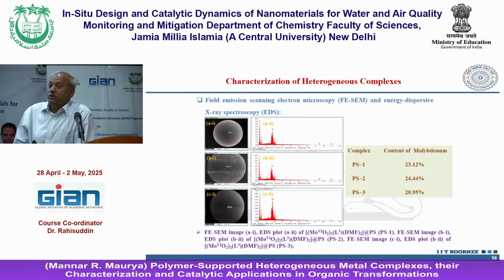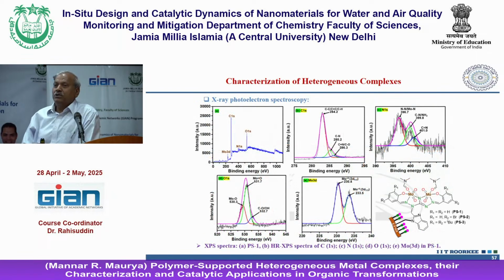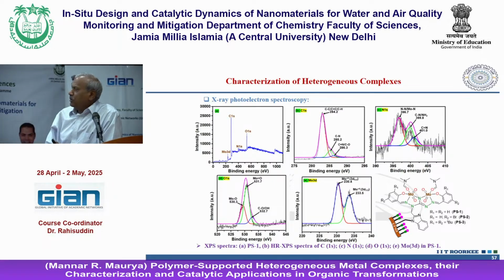Now what do we have further? XPS. XPS gives you perfect information about the metal ion present, because you will see that all peaks can be seen, even for carbon with nitrogen. We have carbon and double bond, everything, and also metal mapping.